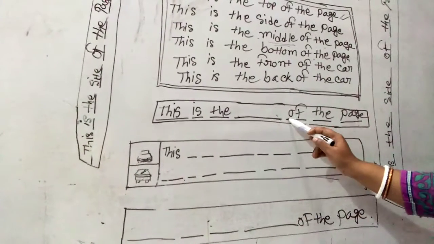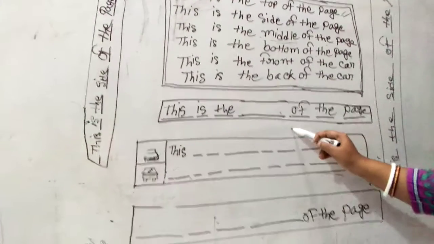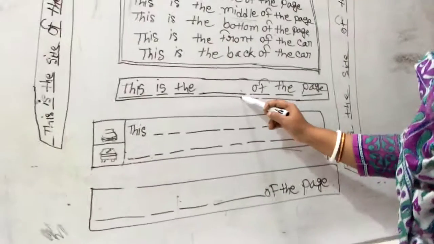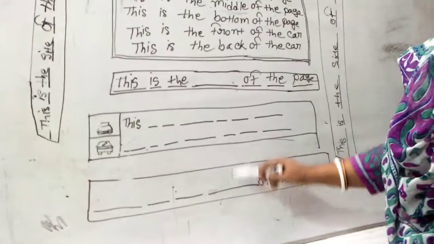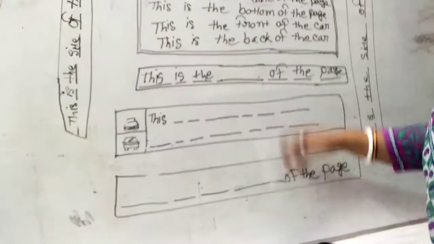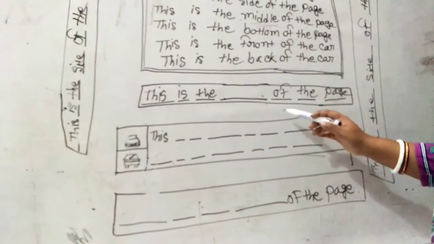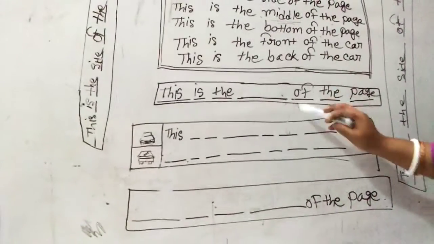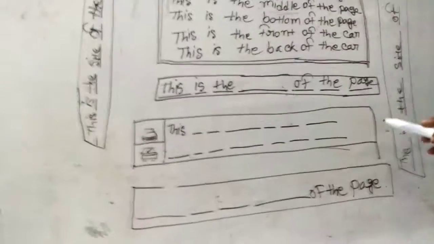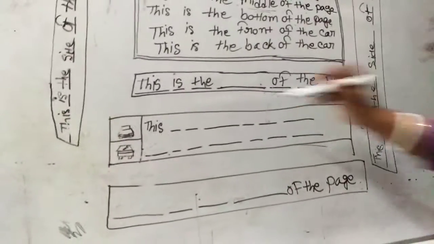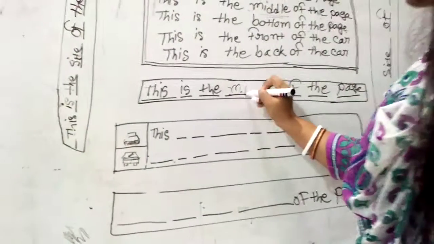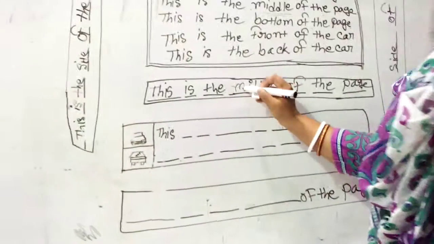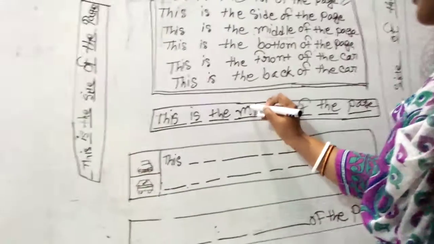Is it the ending part? See, if it is the ending part, then what is it? After this box, you will have to fill up two more boxes. So can I say that it is the ending one? If it is not the ending one, that means it can't be the bottom one. Okay, so better I should write this is the middle of the page.